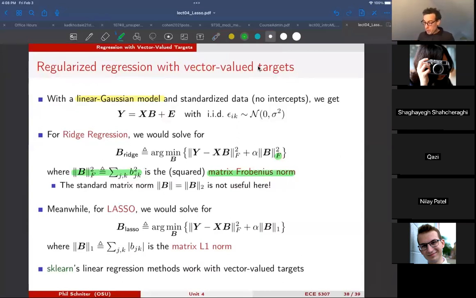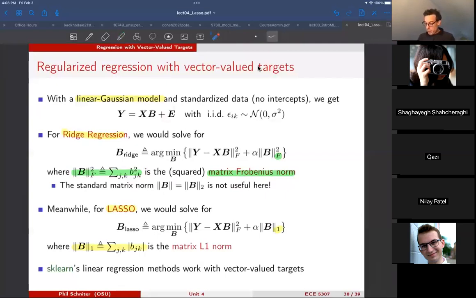So that's ridge regression. For lasso, it turns out the matrix one norm is conceptually the same as the vector one norm. It's just the sum of all the absolute values of the coefficients. So we could do that as usual. But basically, this is the ridge and lasso problem that we're going to solve.